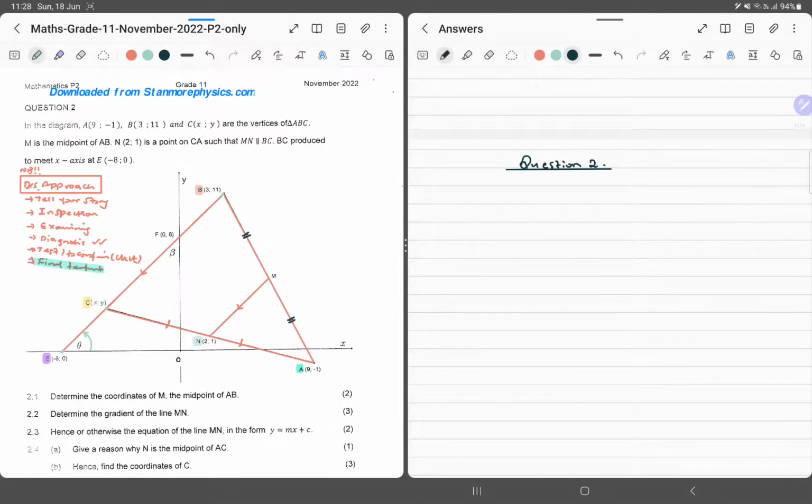The second is that seeing that this line EB is parallel to NM, this simply says they have equal gradients. So we can use point N to work out the equation of NM.